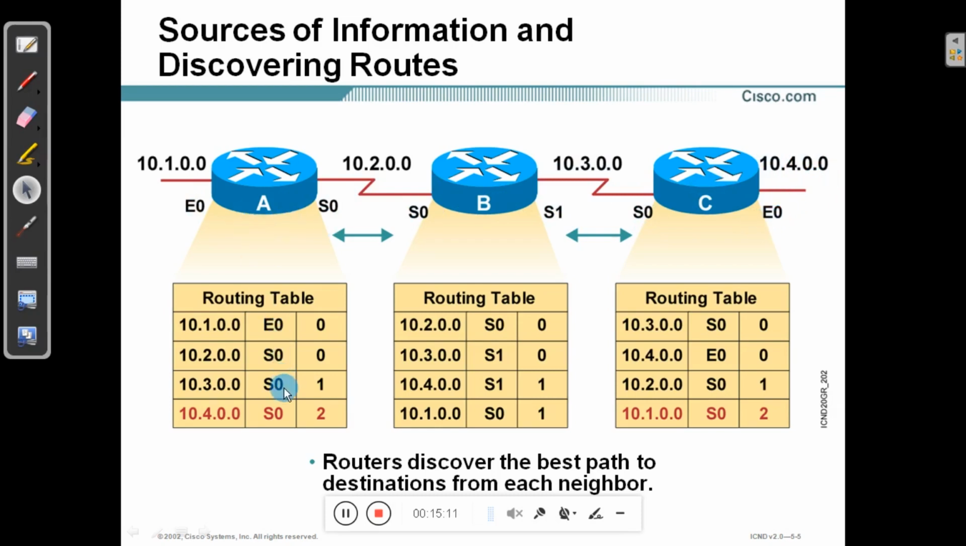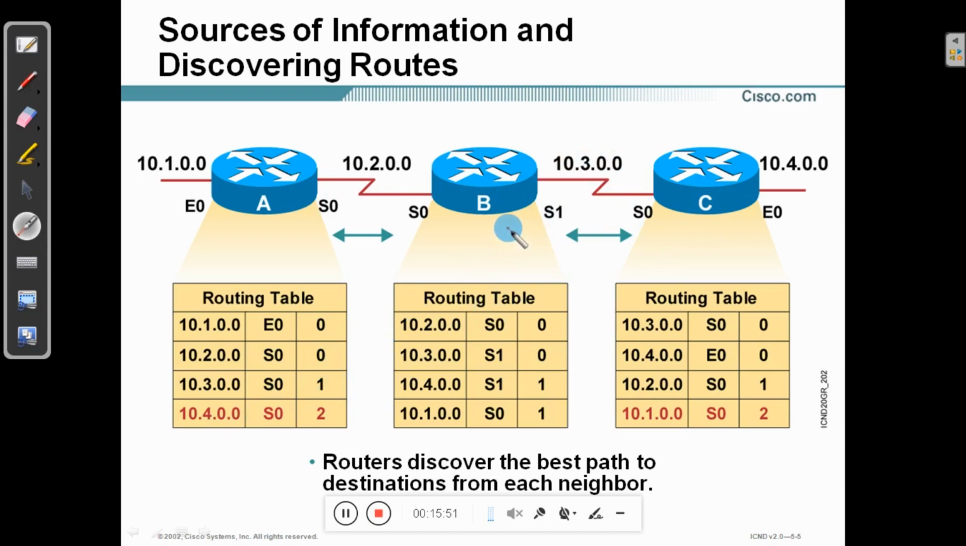Now each router has a routing table. Let's take it that the routing tables are consistent at a particular time. This router has a routing table that indicates E0 is directly connected, 0 hops away. S0 is directly connected, and 10.2.0.0 is directly connected. But it learned about 3.0.0. In order to reach 3.0.0, it has to send the packet through S0, and it is 1 hop away. And 10.4.0.0 is 2 hops away.